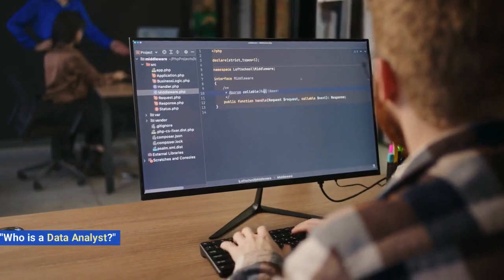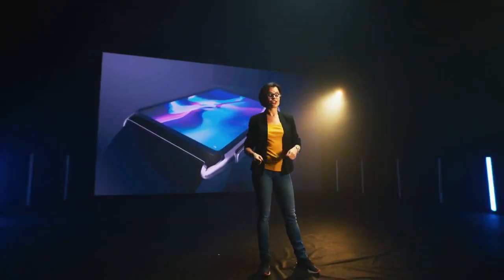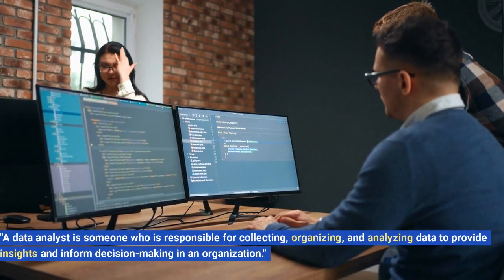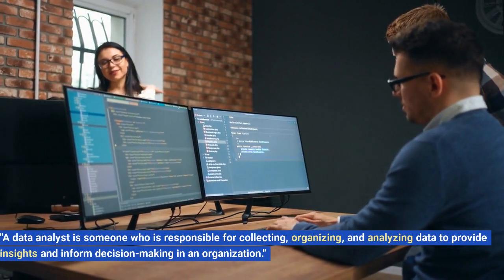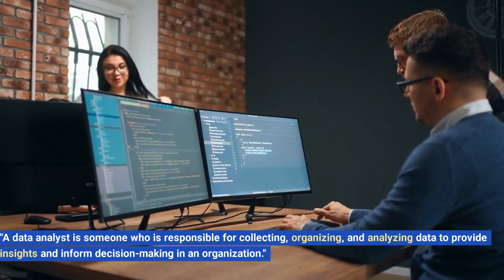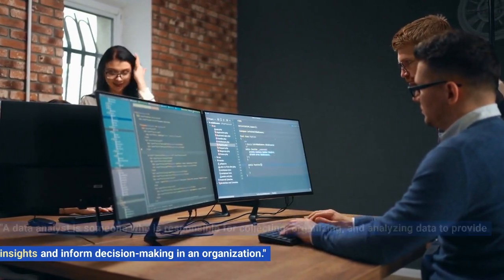Who is a data analyst? A data analyst is someone who is responsible for collecting, organizing, and analyzing data to provide insights and inform decision-making in an organization.